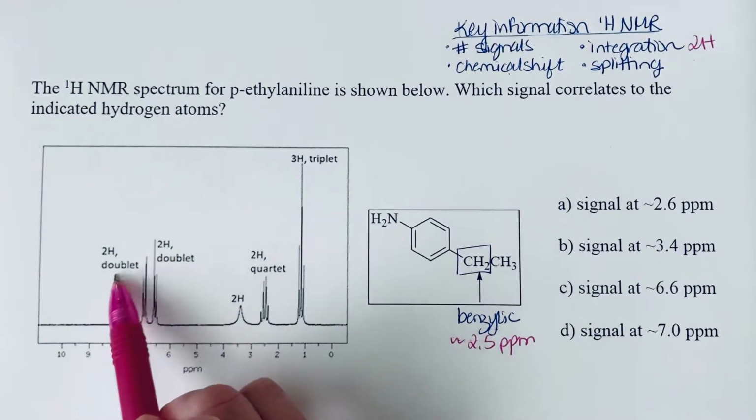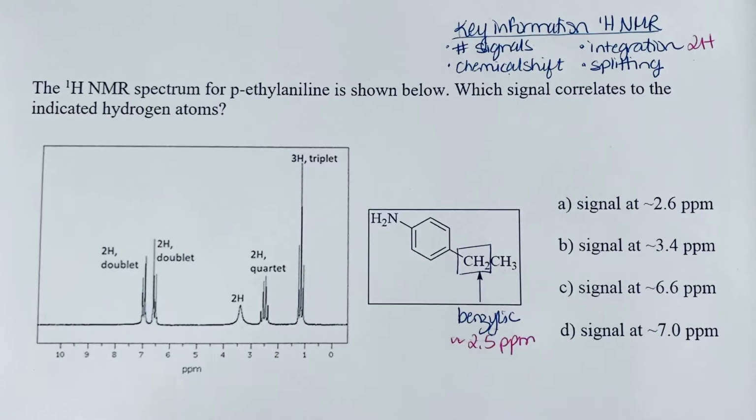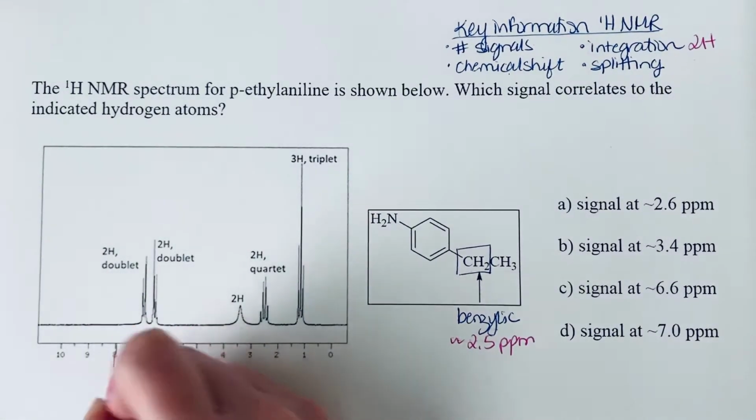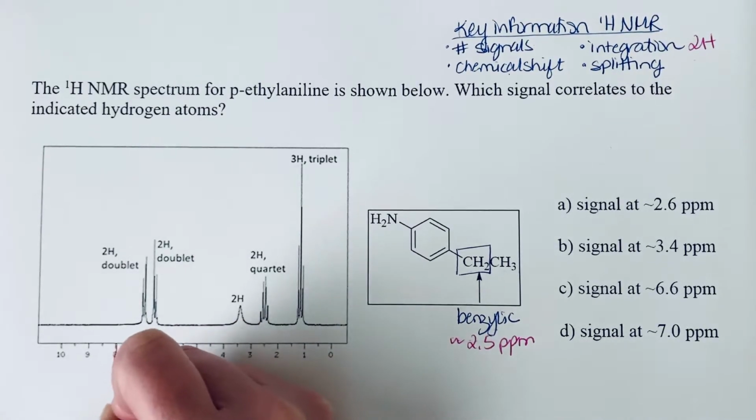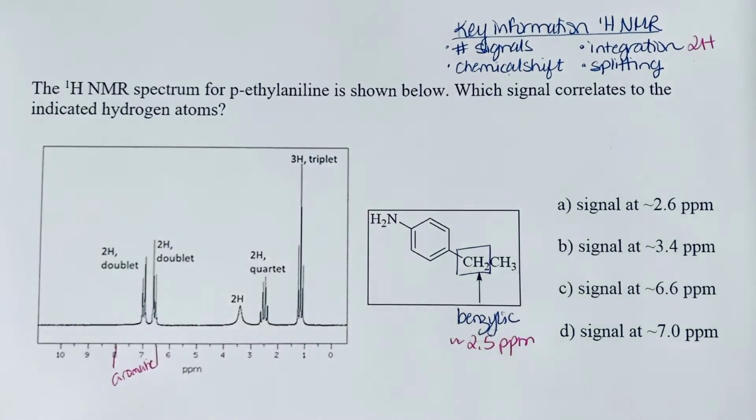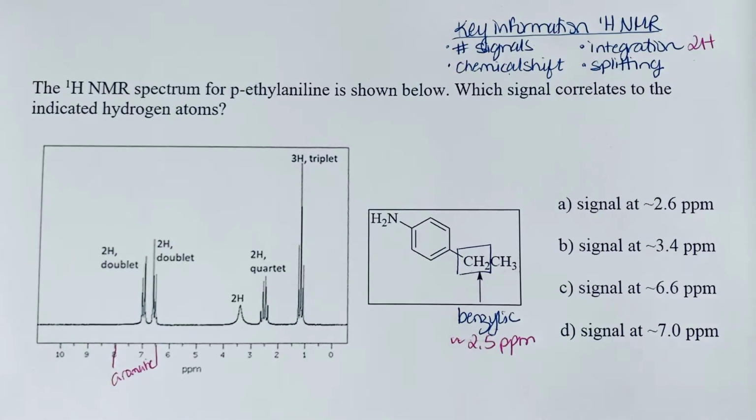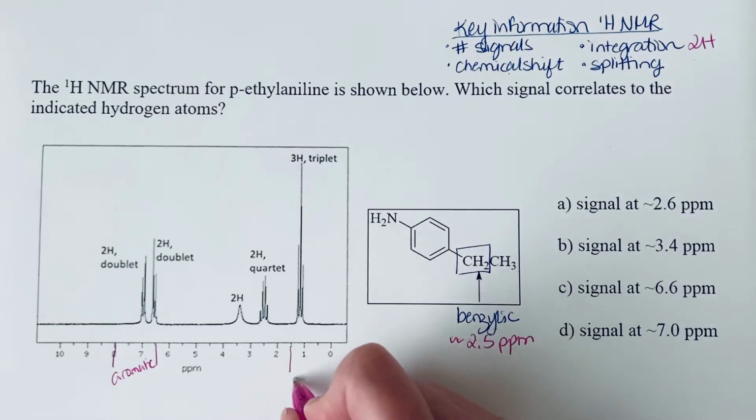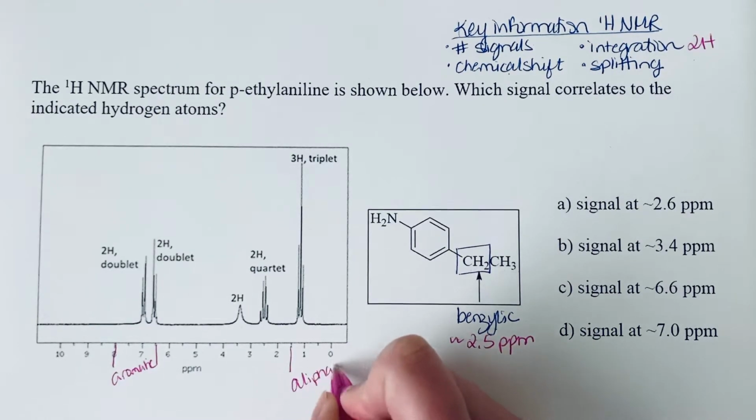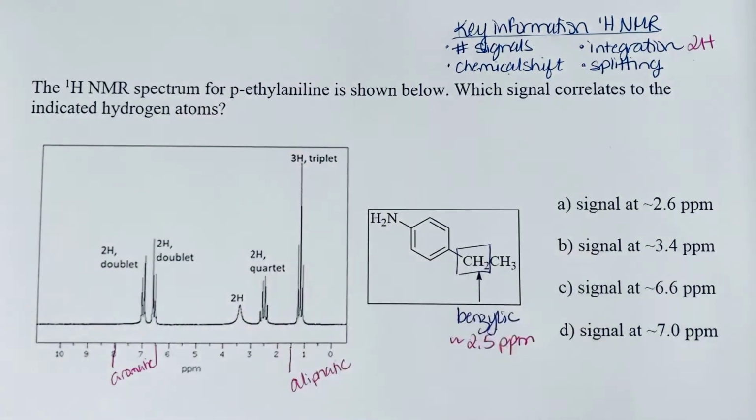So these 2 hydrogens here, I would not consider for benzylic hydrogens because these are really firmly in the area that I would consider to be the aromatic region, where aromatic protons show up. And this 3 hydrogen triplet down here is very much in that aliphatic region where you'd expect to see hydrogens on an alkane chain. So really we'd be looking at these 2 signals here, really between A and B.